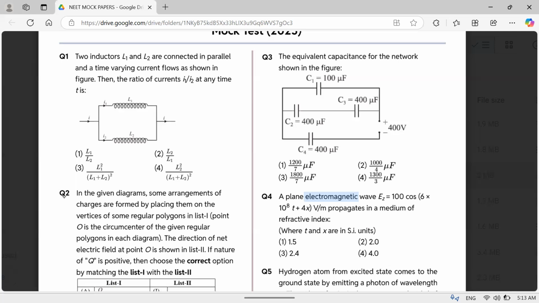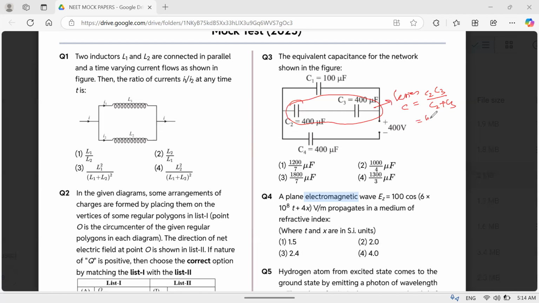Question number 3. The equivalent capacitance for the network shown in the figure is. Try to do it out better. Potential given is 400 volt. Now tell me, C2 and C3 will be which combination, beta? Side by side, series combination. In series combination it will be equal to how much? C effective is equal to C2 C3 divided by C2 plus C3.